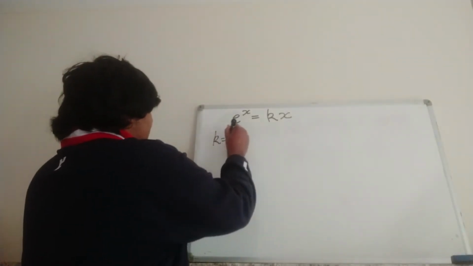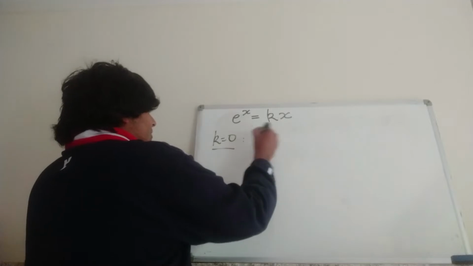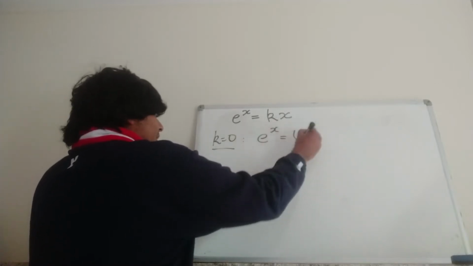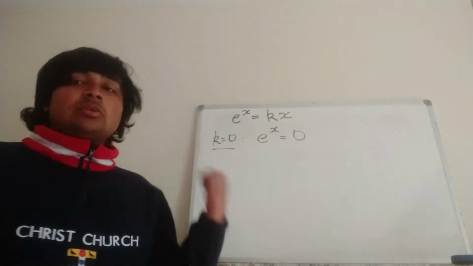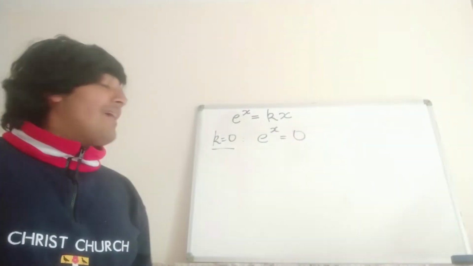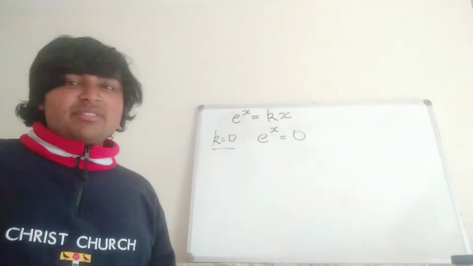If k equals 0, then this equation just becomes e to the x equals 0, and we know that this has no solutions because e to the x is always strictly positive for real values of x. Okay, so this leads to no solutions, so that's fine.